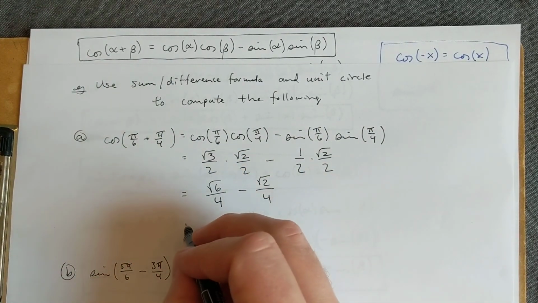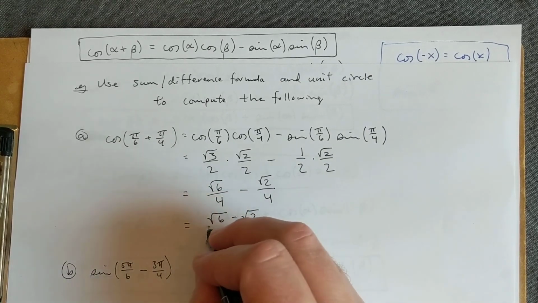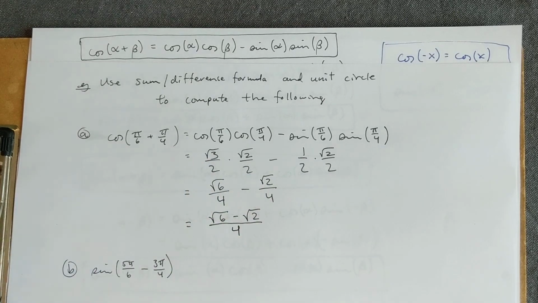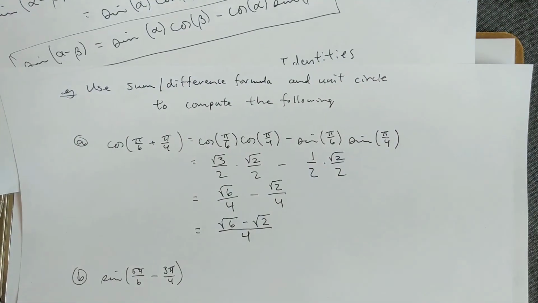And notice we now have a common denominator, so we can at least do this. And this is about as good as we're going to do. You can put this in a calculator to get an approximation, but on a test and things, we want to do this just in terms of the square roots.